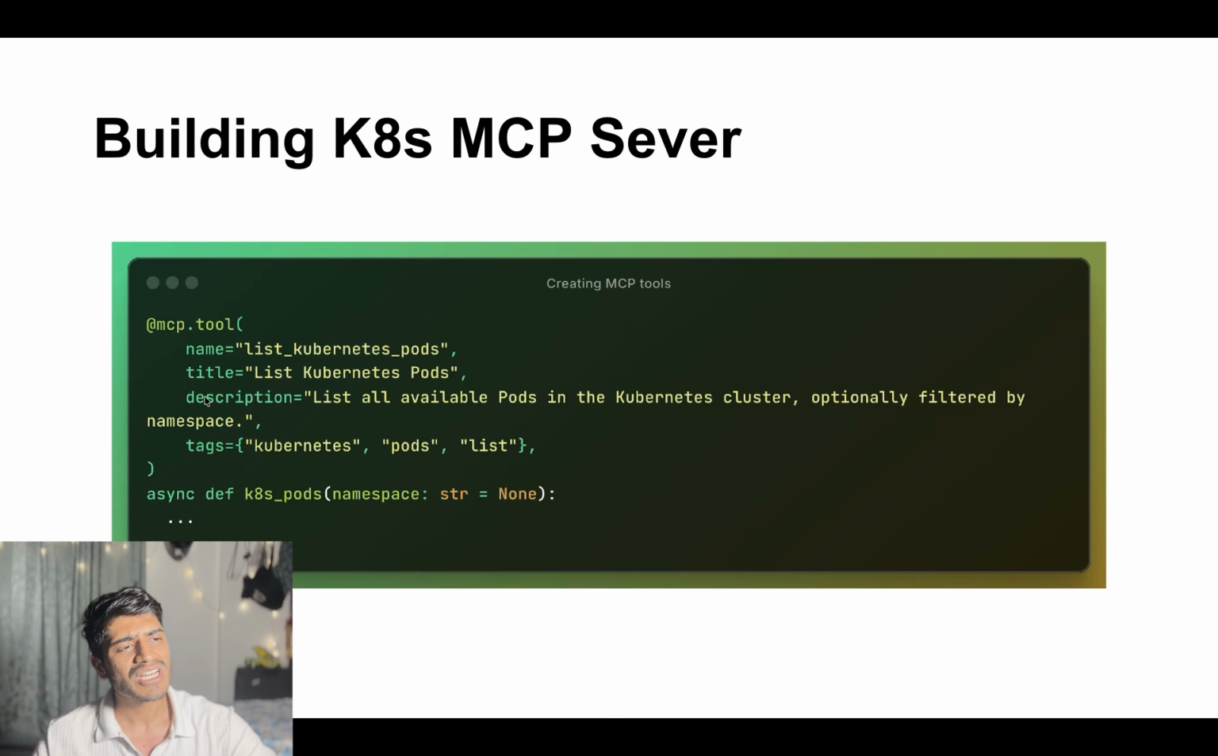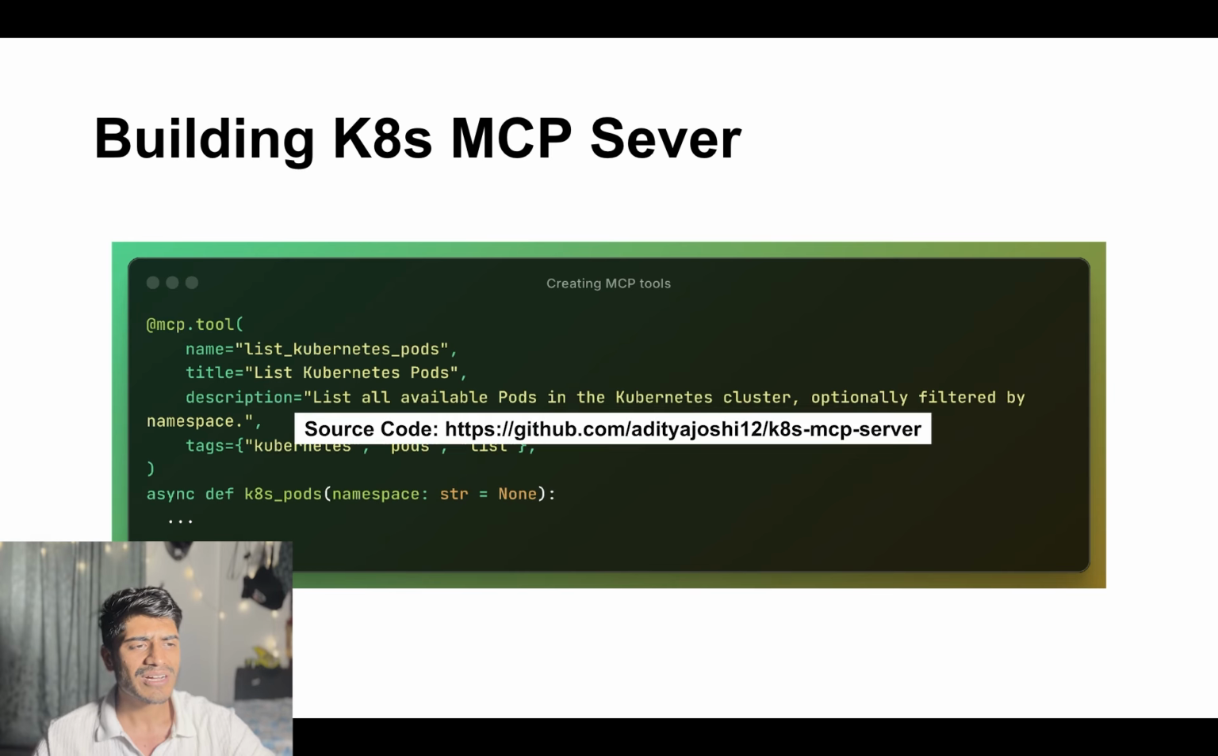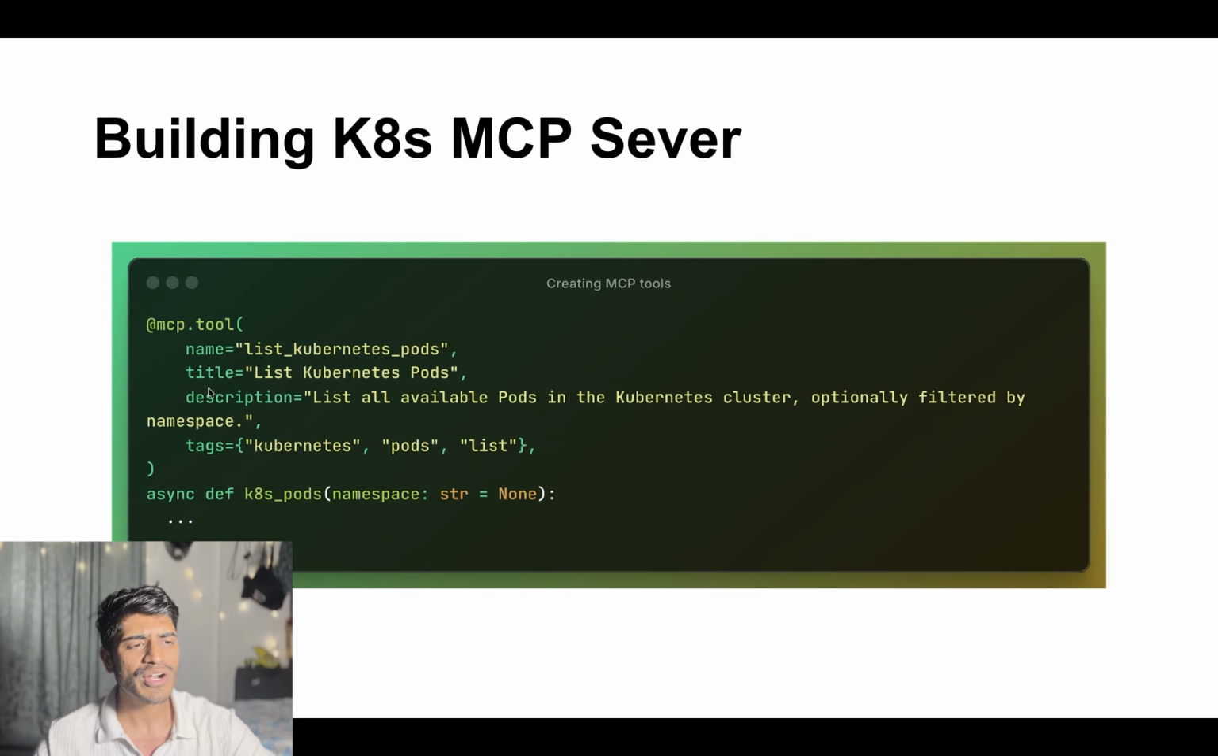So here I'm just adding this particular MCP tool that I have created as a decorator on the top of the function, right? So whenever my AI model calls this particular MCP tool, for example, it calls this tool called list Kubernetes pods, it is going to call this particular function, right? And in this function, we have to write the implementation of how to connect to Kubernetes and how to get the list of all the pods, right? So this is how you define a tool inside an MCP server.